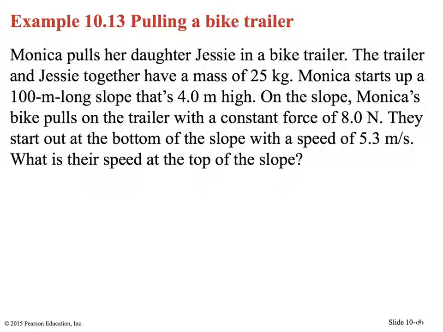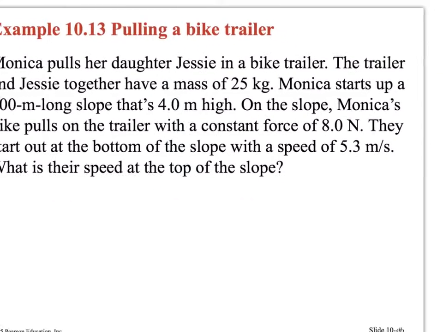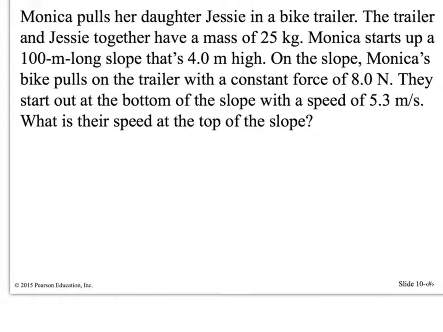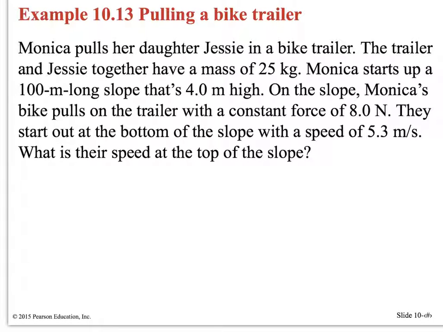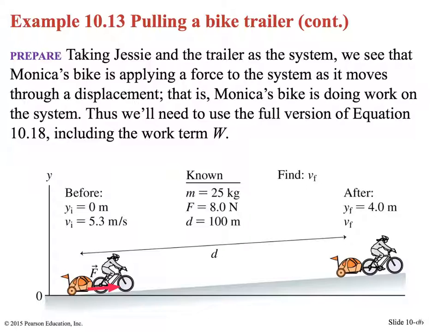Alright, so on this one, Monica pulls her daughter Jessie in a bike trailer. They together have a mass of 25 kilograms. They start up a 100-meter long slope, 4 meters high. She applies a constant force of 8 newtons. They start out at the bottom of the slope with a speed of 5.3 meters per second. So again, we have an initial velocity here. What is their speed at the top of the slope? So as they go up the slope, we want to know what that is.